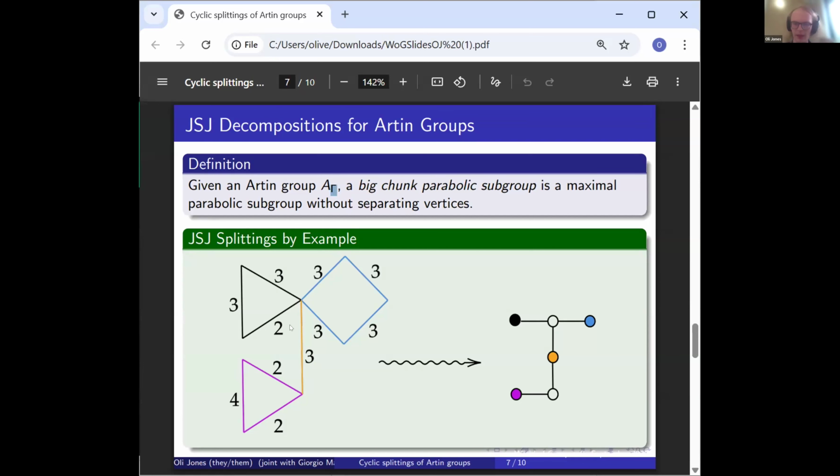Given that definition, you can probably convince yourself that for any simplicial graph, we can decompose it into a union of big chunks, as I have this one here, which is color-coded.